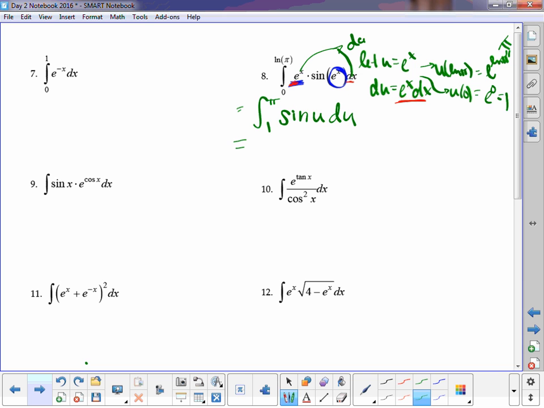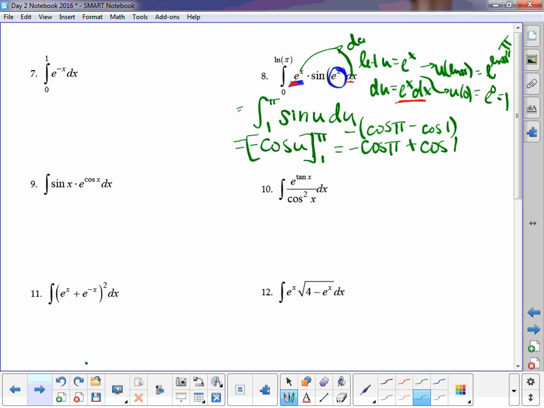Negative cosine. Good. Don't forget your negative. Evaluated from 1 to pi. And now we're just doing a roll cycle. So I have negative cosine of pi minus a negative, so plus cosine of 1. Now you could have also done it this way, taking that negative out, so you have cosine of pi minus cosine of 1, and then distributed either way, whichever you prefer.